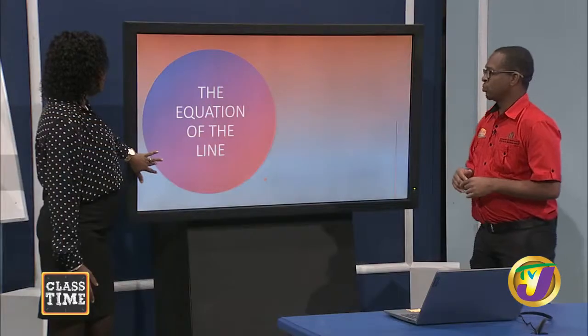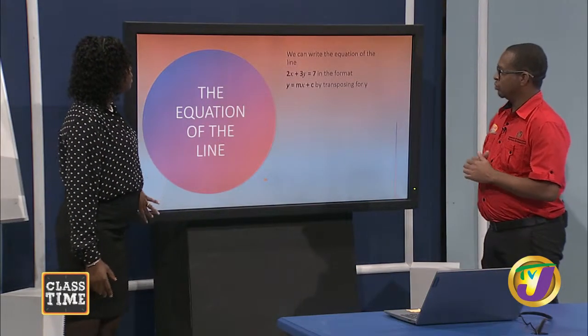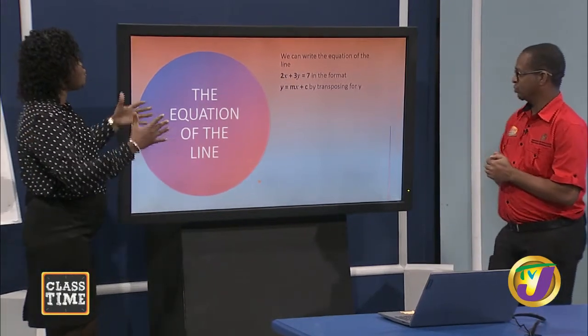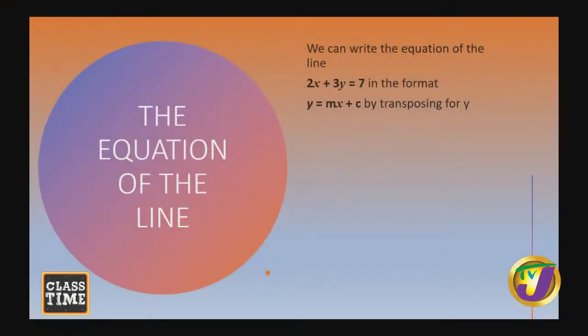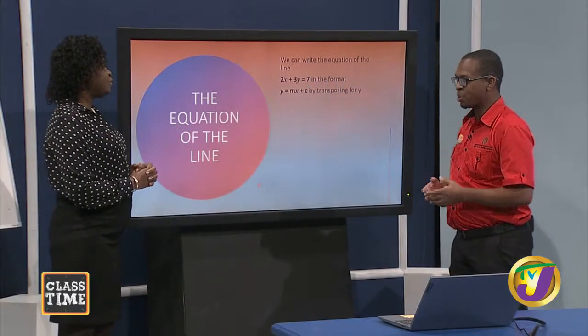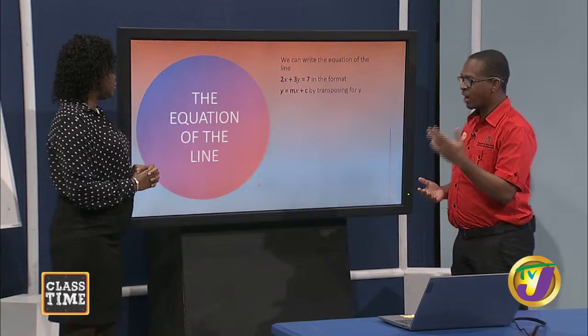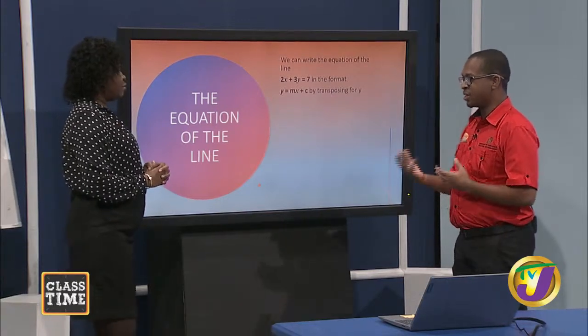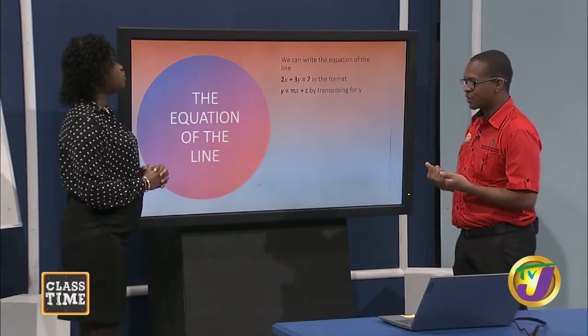Great. All right. So let's look at an example. So we can write equations of the line. Say we have this equation of a line, 2x plus 3y equals 7, in the format y equals mx plus c, or b, which is the slope-intercept format we spoke about earlier. And that has some merit because it's easier for us to pick up certain key things from the slope-intercept format. Right, the gradient and the y-intercept and all of these things that make it easy for us to sketch our graphs.